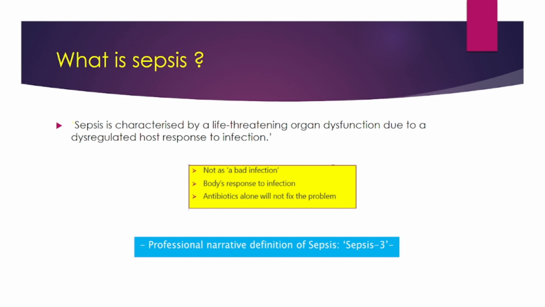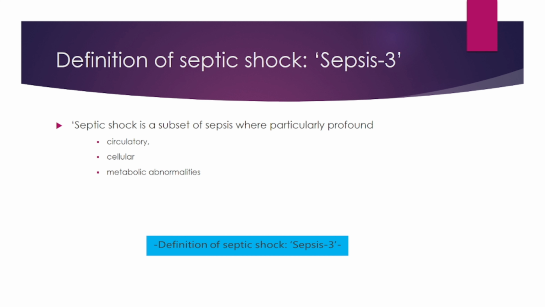It doesn't say the infection is bad or not, or the magnitude of the infection or the colonization of the infection. It just says dysregulated host response, the body's response, and antibiotic alone will not fix the problem. This is the professional narrative from the definition of Sepsis-3. Septic shock is a subset of sepsis where particularly profound circulatory, cellular and metabolic abnormalities substantially increase the mortality.